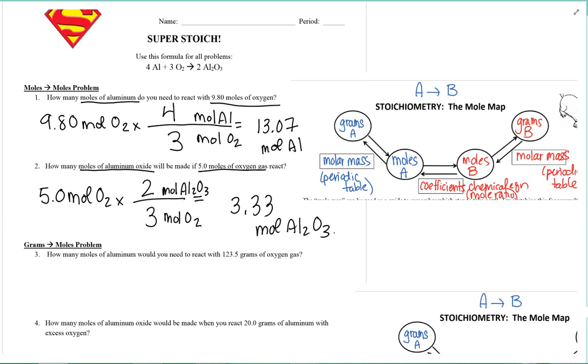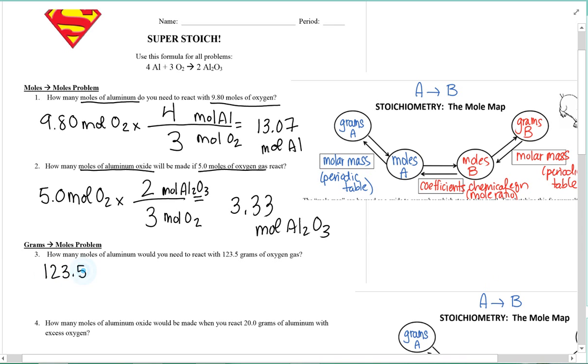Okay, this next problem, I'm going from grams to moles. So if I look at my mole map, if I'm going from grams of one thing to moles of something else, that is going to be a two-step process. So here I'm starting with 123.5 grams of oxygen gas, and I want to find moles of aluminum. So I'm starting over here, grams of O2, and I'm trying to get to moles of aluminum. My first step is to go from grams of O2 and convert that into moles of O2.